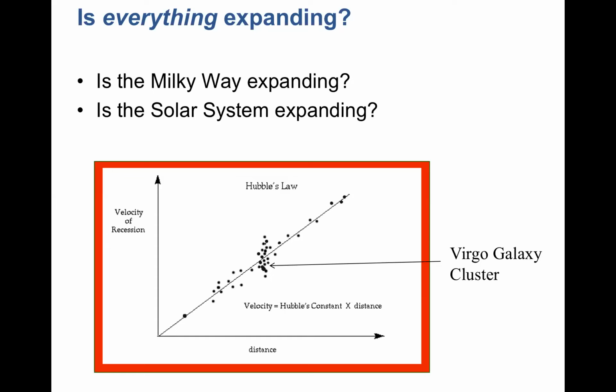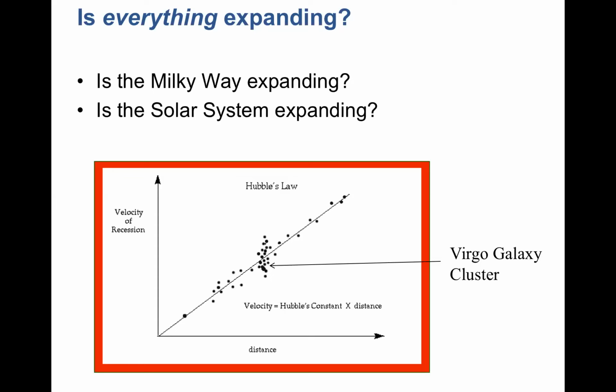Because if your ruler is expanding at the same rate, and by your ruler I mean everything else in the universe is expanding at the same rate as your universe is expanding, you can't tell if the universe is expanding because everything is expanding with it. The truth is, it's not. The Milky Way is not expanding. The solar system is not expanding. The atoms in your body are not expanding.